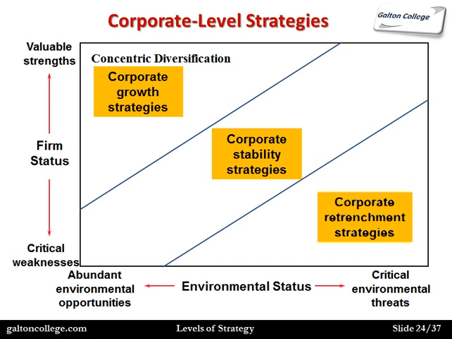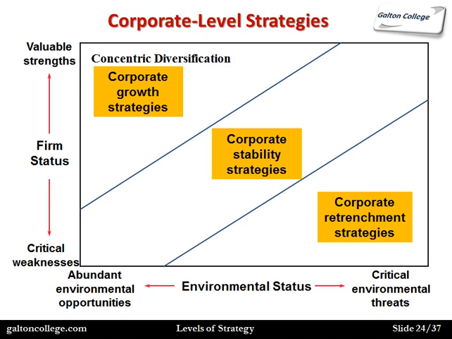And the final part would be corporate retrenchment strategies, pulling back, disinvestment, getting out of the business, looking for different opportunities elsewhere. Here there are critical environmental threats and critical weaknesses as well. So it's in the weaknesses section of the business, and it's up here in the critical environmental threats as well. So corporate retrenchment would be the order of the day down here.